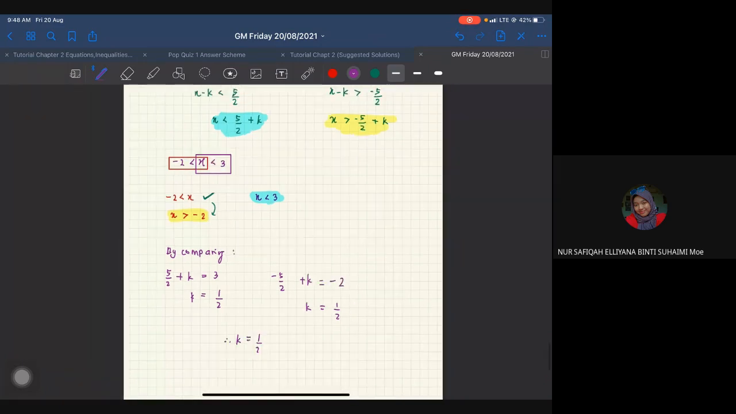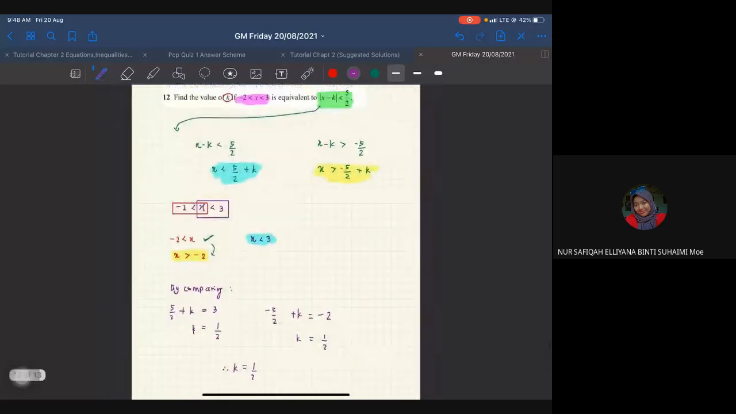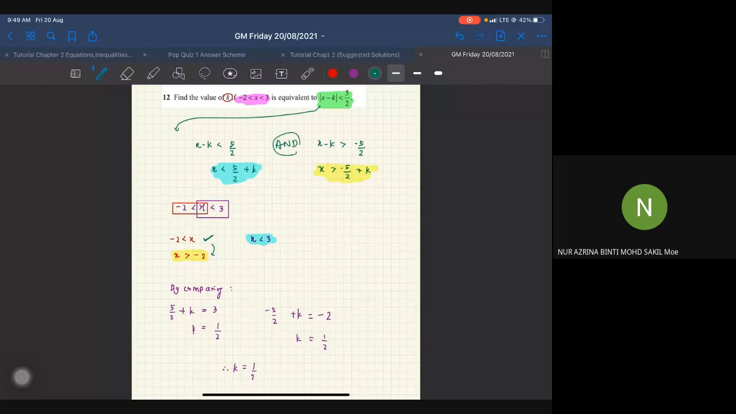Okay ke? Ada soalan lain tak? Siapa ada soalan angkat tangan? Tak ada? Tak ada soalan? Tiada. Okay. So kalau tak ada soalan, saya teruskan dekat soalan nombor 13 lah, soalan yang terakhir.